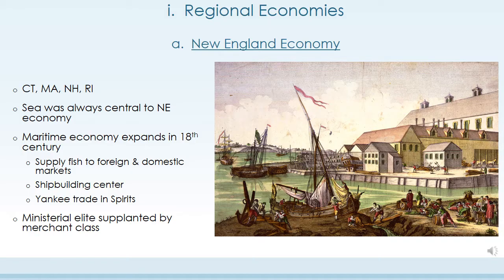The Yankee trade of spirits was probably one of the most important. And by spirits, I mean alcohol, such as an amber-colored dessert wine called Madeira. It came from a Portuguese island group. And also rum, which was distilled from molasses and that was procured in the Caribbean, became really vital to New England's commercial economy. And over time, the elite class, which had been mostly ministers, began to be supplanted by a rising merchant class in New England.